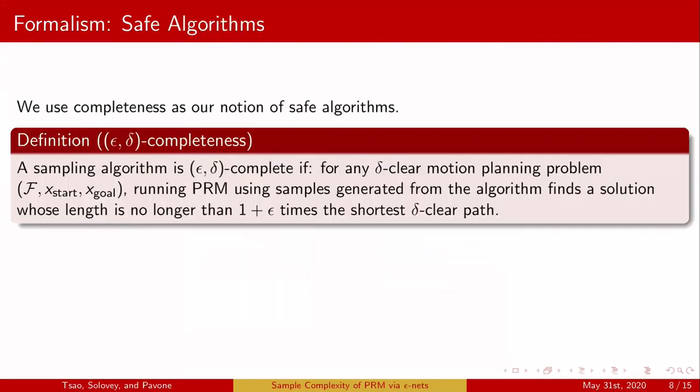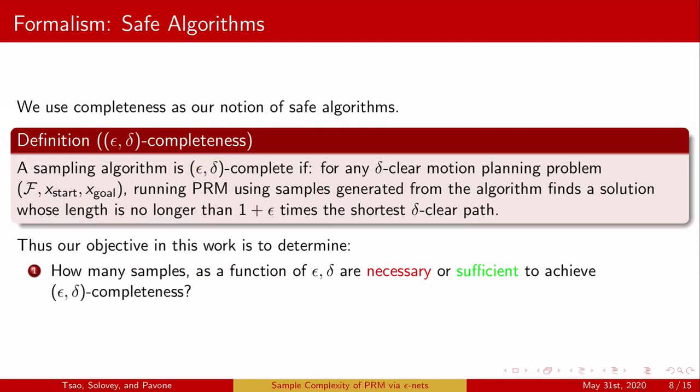Now that we have a definition for safety via clearance, we're going to describe what we mean for an algorithm to be safe. An algorithm being safe is going to mean that it's complete. A sampling algorithm is epsilon delta complete if for any delta clear motion planning problem, running PRM using the samples generated from this algorithm is guaranteed to find a solution with near optimal cost.